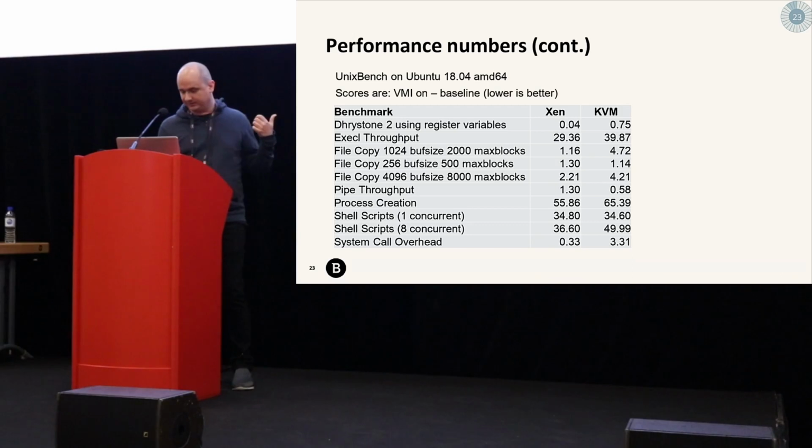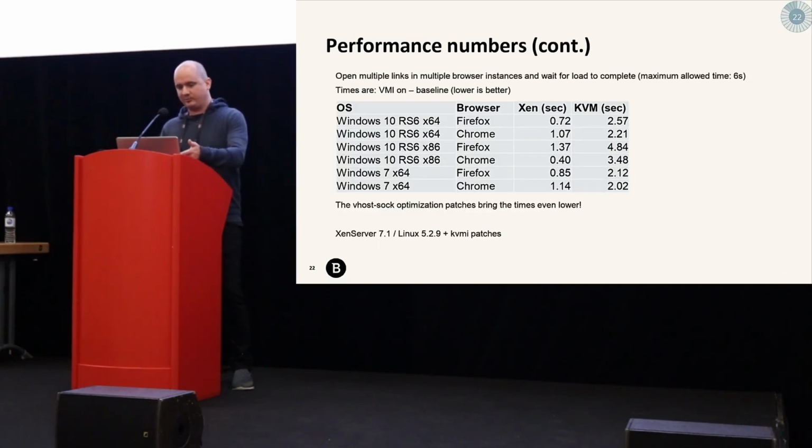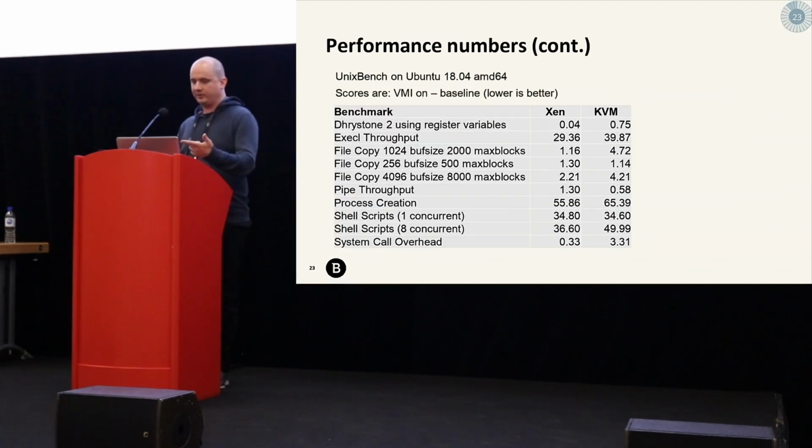These are some numbers with a set of Windows virtual machines, simply testing every browser in how long it takes to open a number of links, 20, 30, something like that. And these are for various Linuxes. Actually, it's Ubuntu 18.04 running UnixBench. Again, even without the vhost-vsock patches, the numbers are pretty close to Xen.